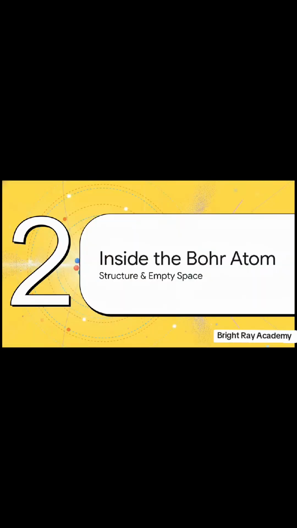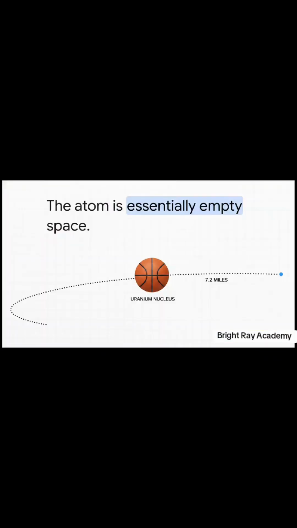Moving right along to step 2, inside the Bohr atom. So, let's zoom in. Here is a totally mind-bending concept. The atom is essentially empty space. I know it's tempting to visualize an atom as this dense, tightly packed, buzzing beehive, but that is a huge oversimplification. Just keep this scale analogy in your head. If the massive nucleus of a uranium atom was the size of a standard basketball sitting in front of you, the orbital electrons wouldn't be buzzing right around it. No, they would be 7.2 miles away.